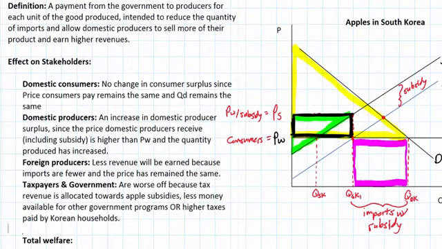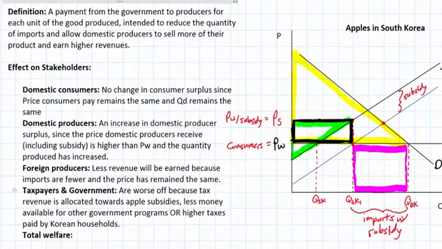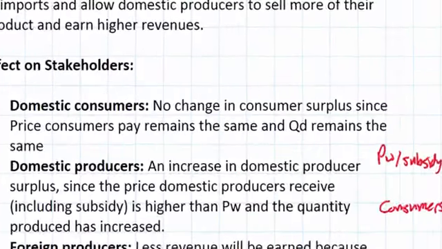So there's always an opportunity cost. And to determine whether or not the subsidy increases or decreases total welfare in South Korea, we have to compare the cost of the subsidy to the benefit of the subsidy. So let's go back and review what the benefit was.